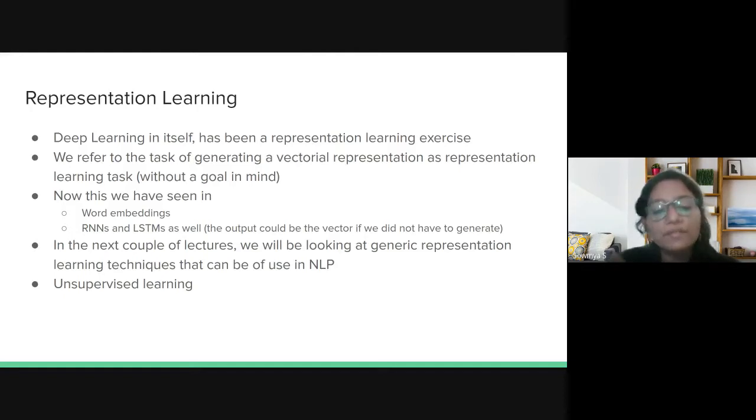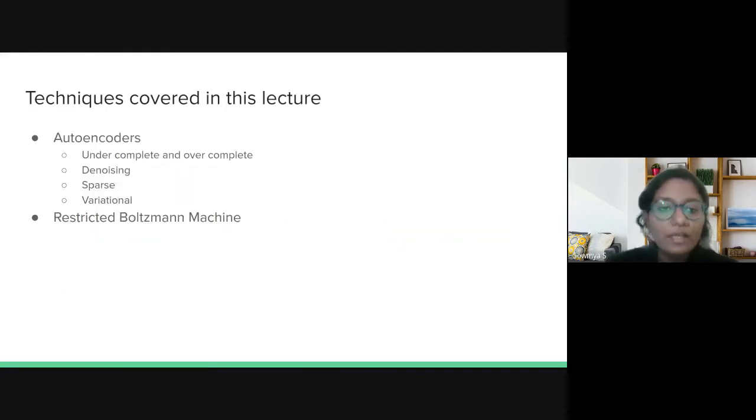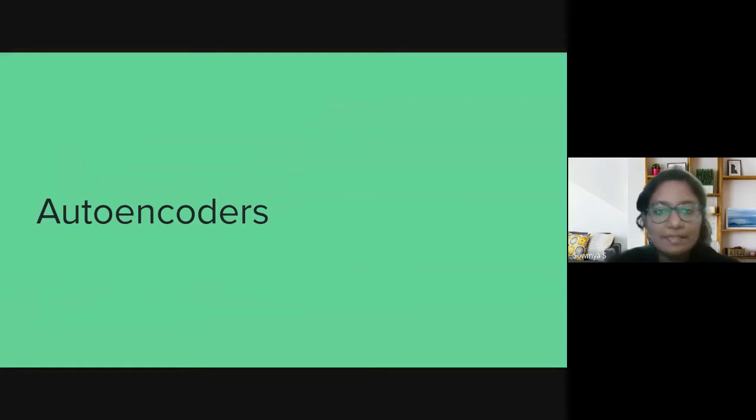I hope you have covered supervised, semi-supervised, and unsupervised learning in a machine learning course. But just a quick recap, it means I don't have any labels and I'm trying to extract as much information as possible from the data. So today we'll be seeing two major representation learning techniques, autoencoders and restricted Boltzmann machines. In the autoencoders, we'll be seeing undercomplete and overcomplete, and variants such as denoising, sparse, and variational. There are many autoencoders, but these are some of the popular ones that are out there. So let's get started with autoencoders.